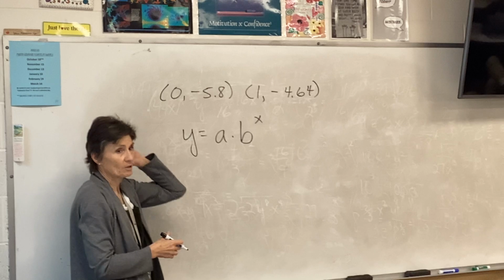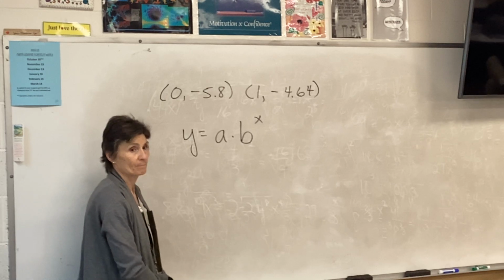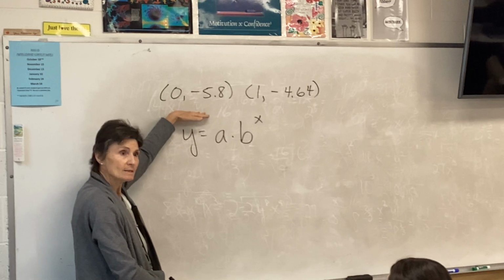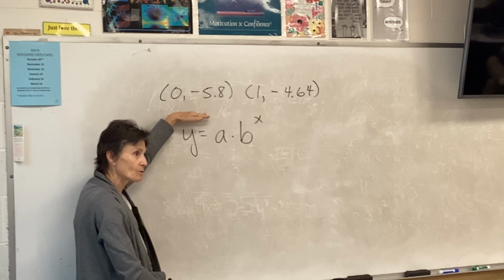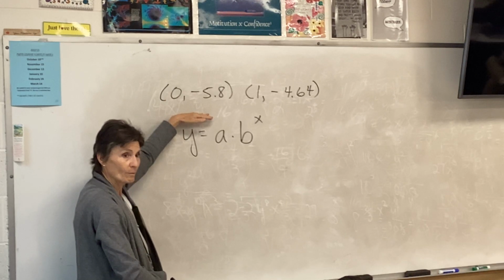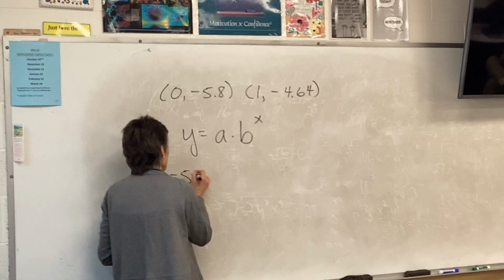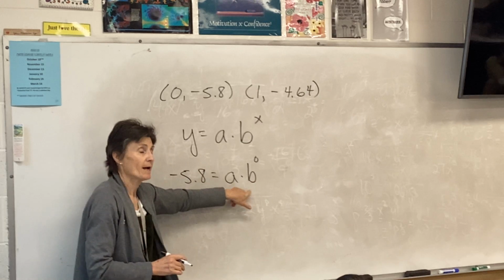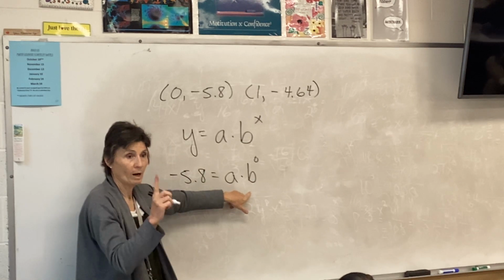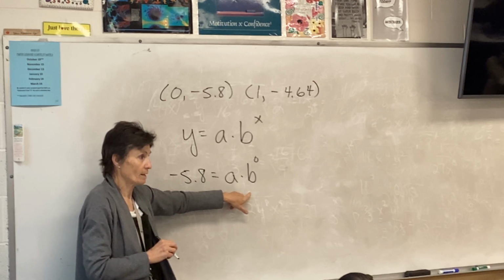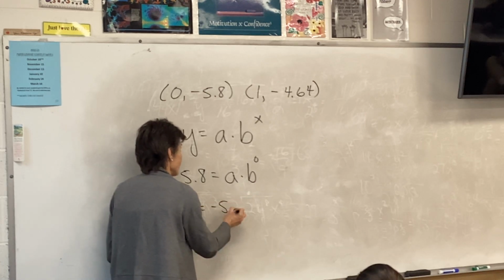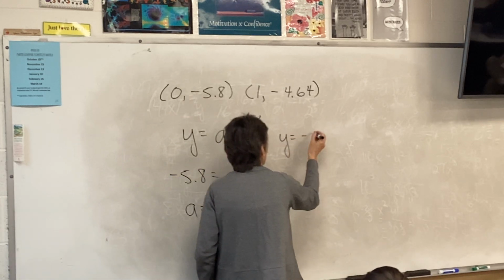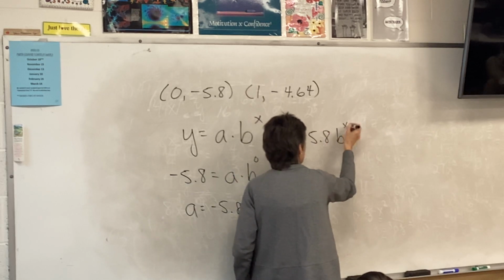So how do we start figuring out our A and B? Start with this point right here. Kids, seriously, we did a whole bunch of these yesterday. Pick the point that has the 0 in it. So negative 5.8 equals A times B to the 0. And what did we decide about B to the 0? It's 1. Anything to the 0 is 1. So A is negative 5.8. So now my equation is y equals negative 5.8 b to the x.